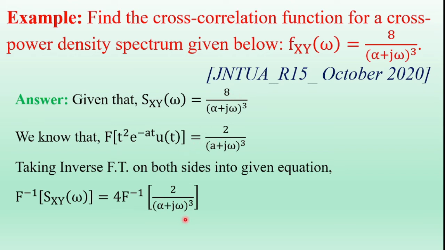F inverse of Sxy of omega is Rxy of tau. So using this expression, F inverse of this RHS term is 4 into tau square e power minus, in place of a here alpha is there, e power minus alpha tau into u of tau. So this is tau.